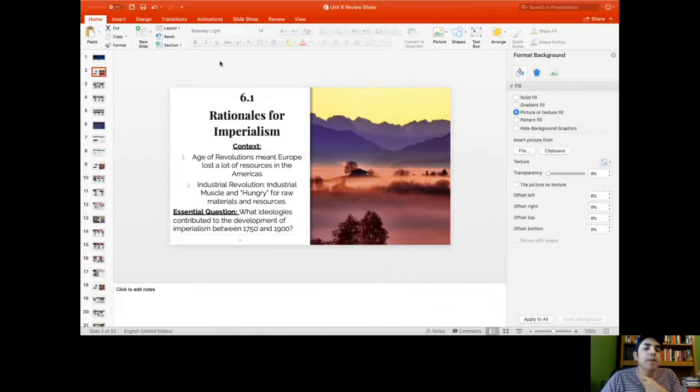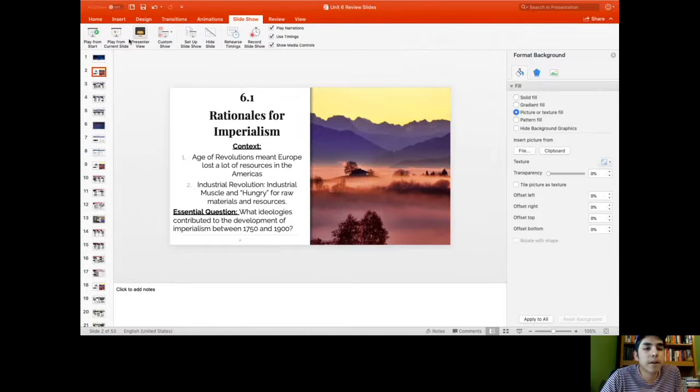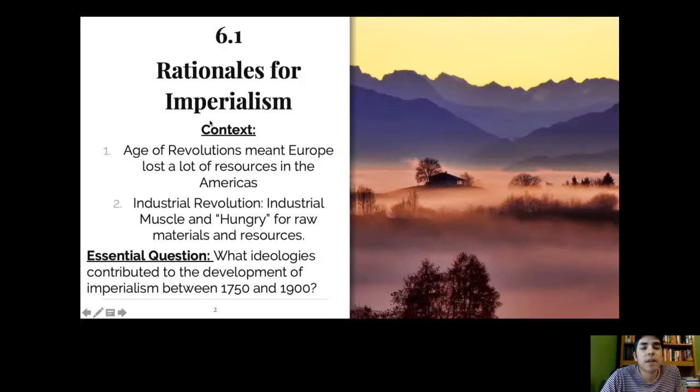So I think I already talked about the context. So, rationales for imperialism, we're definitely going to talk about it. Rationales for imperialism are basically what explanations do Europeans give for why they engage in imperialism.